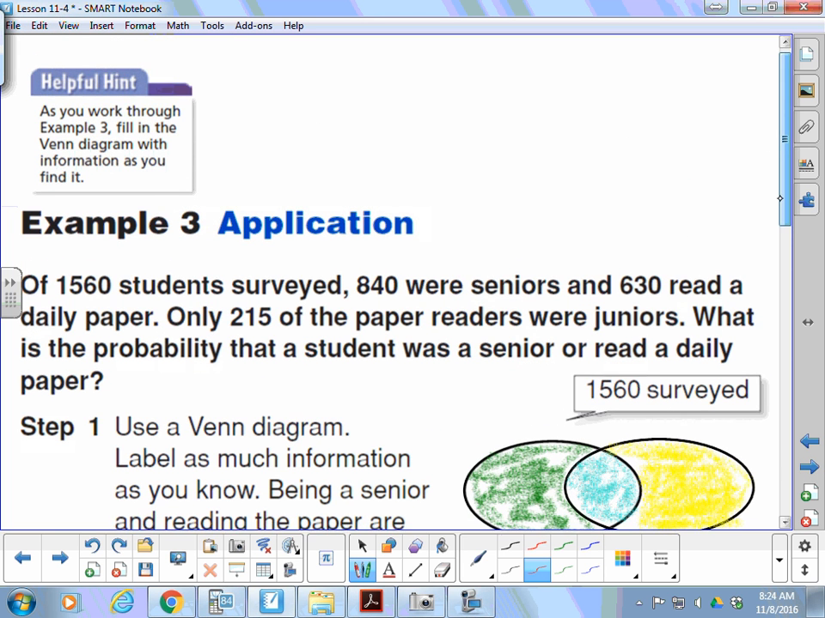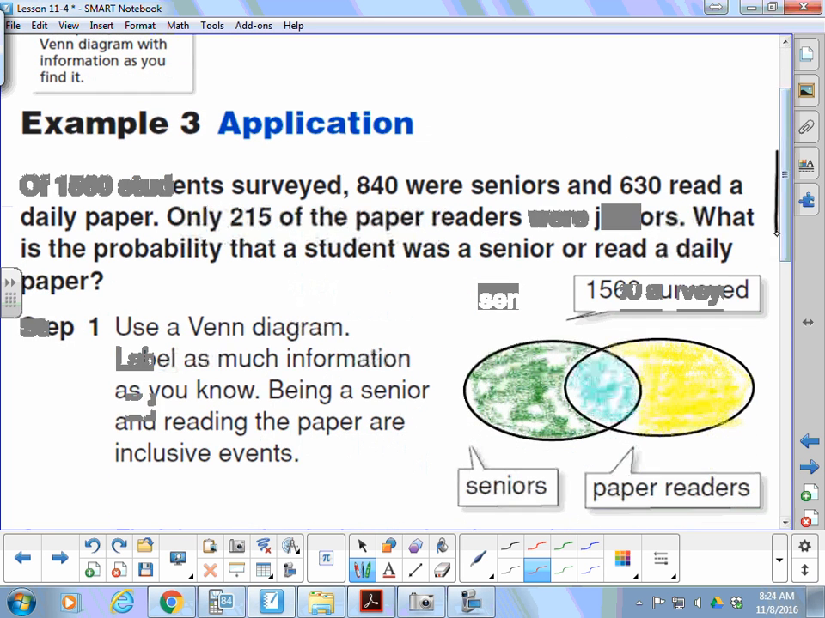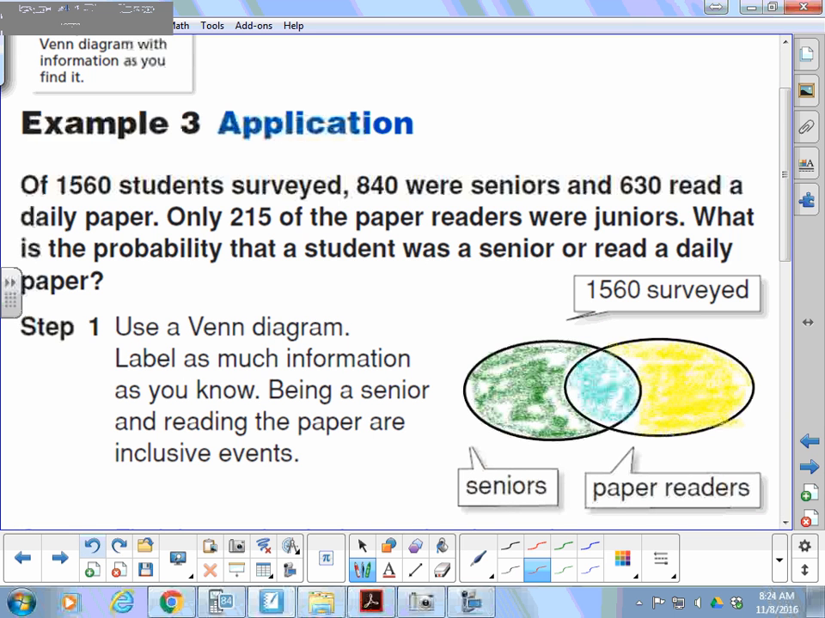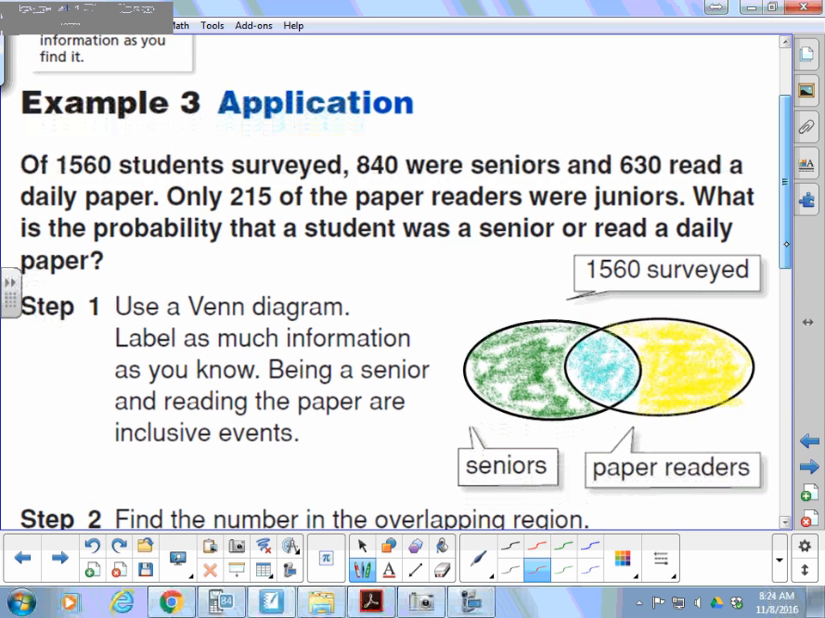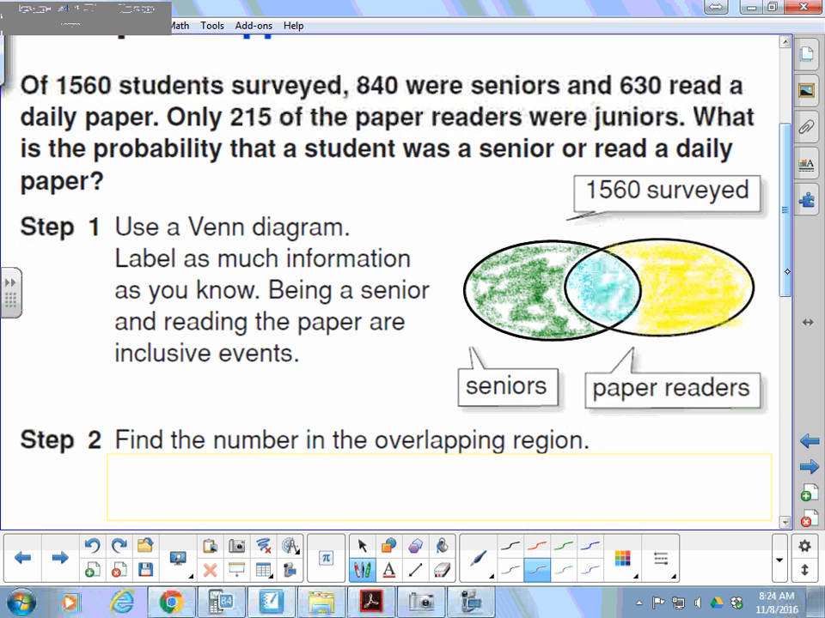All right, so we'll use an application problem here, and we're going to use Venn diagrams to work our way through this. There are 1,560 students surveyed. 840 were seniors, and 630 read a daily paper. Only 215 of the paper readers were juniors. What is the probability that a student was a senior or read a daily paper?